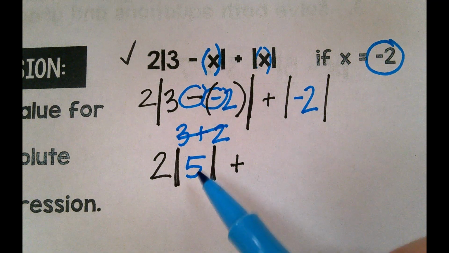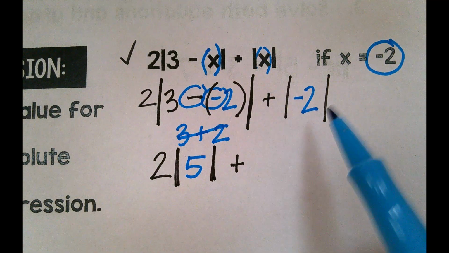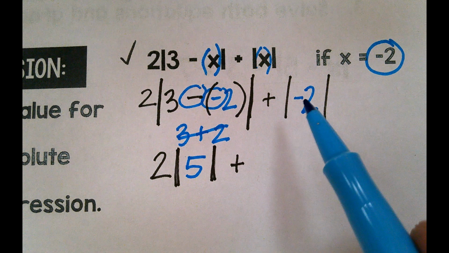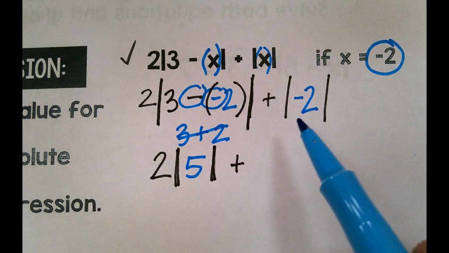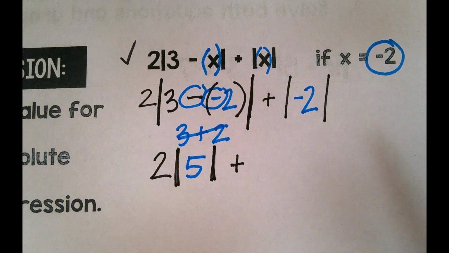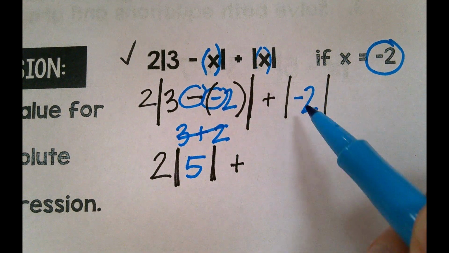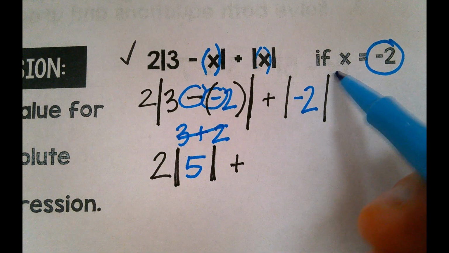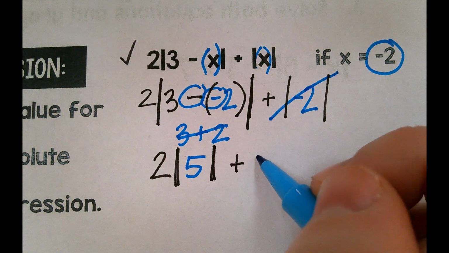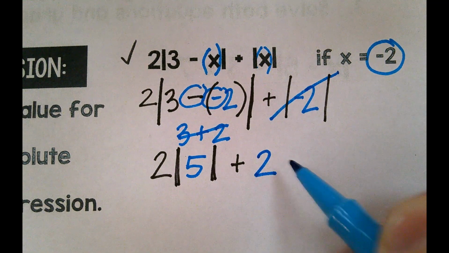We got it to 5. 3 plus 2 is 5. Right here, this is plus the absolute value of -2. Could we go ahead and find that? What is the absolute value of -2? It's positive 2. -2 is 2 away from 0. So, what if I just got rid of the absolute value bars and brought down 2? Because I know that the absolute value of -2 is positive 2, right?